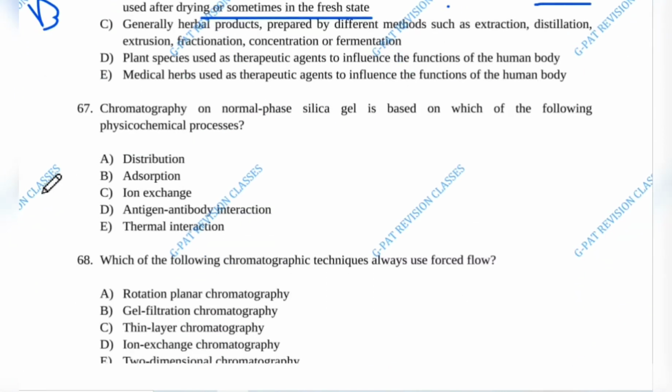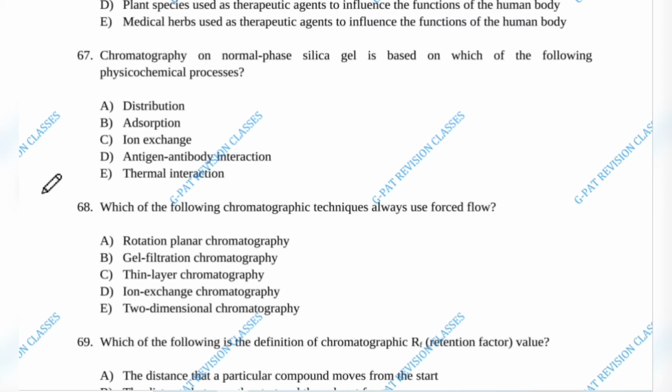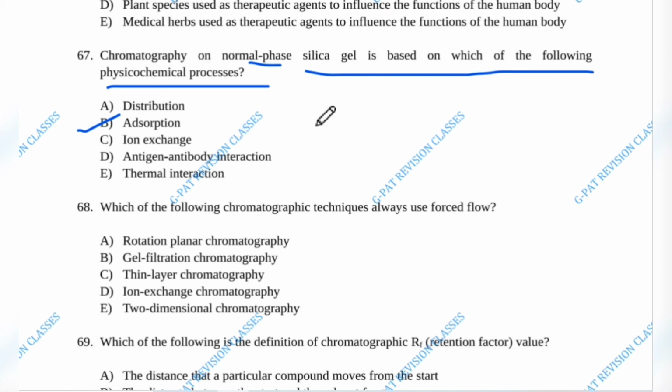Next is question number 67: chromatography on normal phase silica gel is based on which of the following physicochemical processes? The answer is B, adsorption.